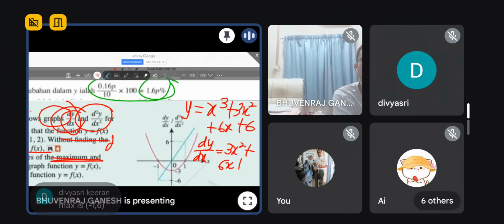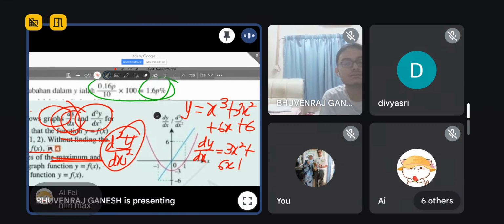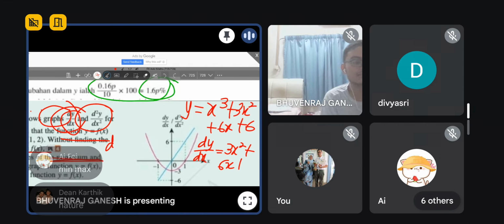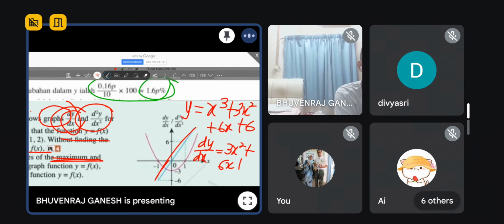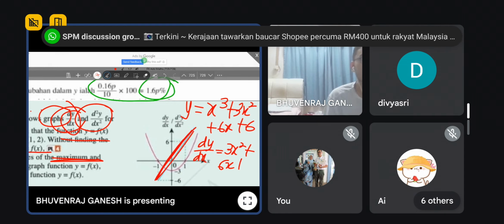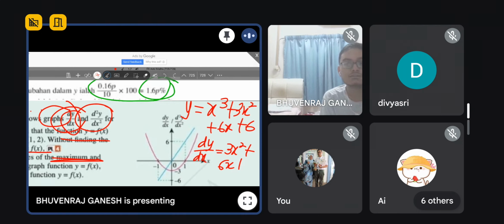d2y dx2 shows what, guys? Can you all tell me? First of all, answer this. d2y dx2 will show you what? Yes, correct. So basically, you must refer to this line to know which point is going to be your maximum and also your minimum. Am I right, guys? You must refer to the blue color line. Okay, so basically, you will get your maximum point as -1 and 6.